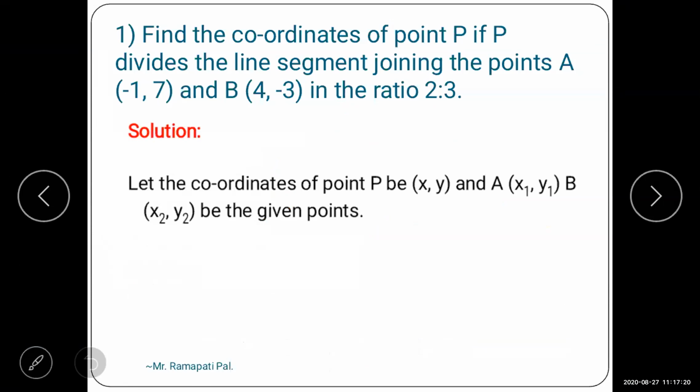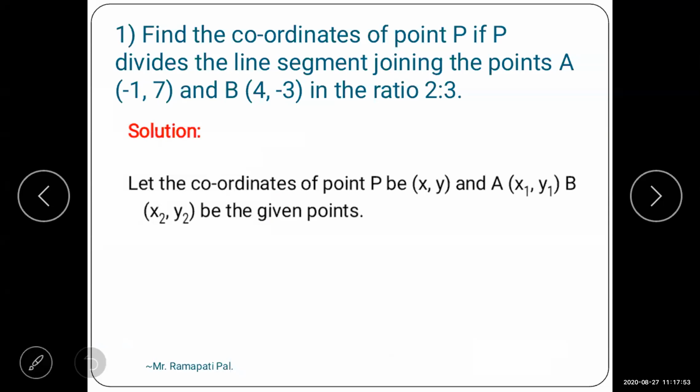Let the coordinate of point P be x, y. So we will take point P as x and y. A is x1, y1. So x1 means minus 1. y1 is 7. B is x2, y2. So x2 is 4. y2 is minus 3. Correct. Like this way you have to reply.